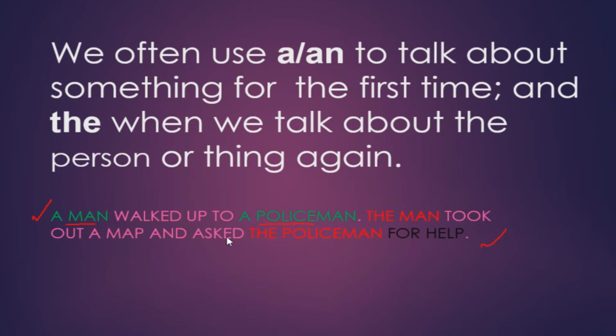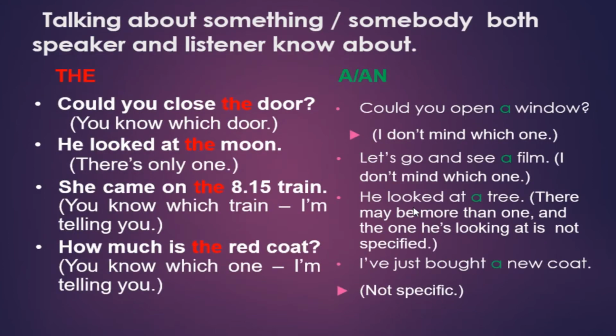The man took out a map. That means in this case, this man actually. Okay, the man means actually this man. Okay, the man took out a map and asked the policeman. So this policeman means actually the previous policeman, this one, for the help. So when we are talking about a person for the first time, we will use a or an. The will be used for talking about something or somebody both speaker and listener know about.